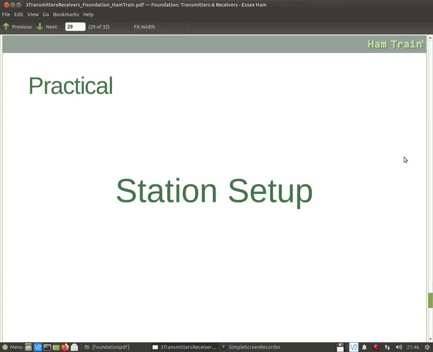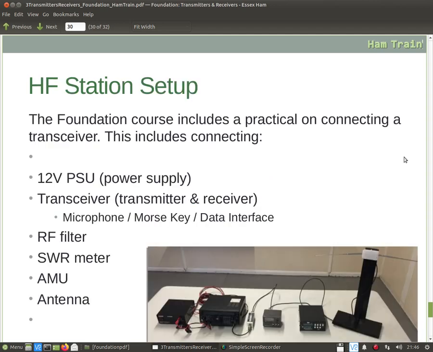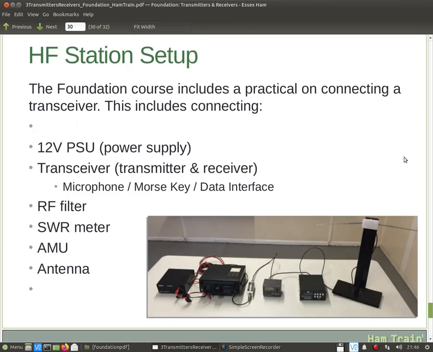Next, we're going to look at station setup. For an HF station setup, the foundation course includes a practical on connecting a transceiver. This will include connecting a power supply, a transceiver, including the microphone, Morse key, data interface, etc., an RF filter, an SWR meter, an antenna matching unit, and an antenna. And this will be done on the practical part of your course.